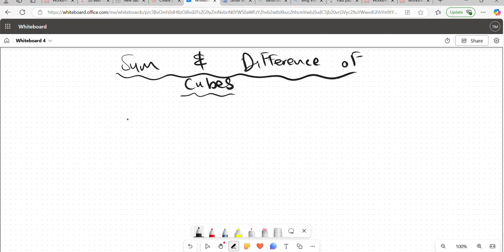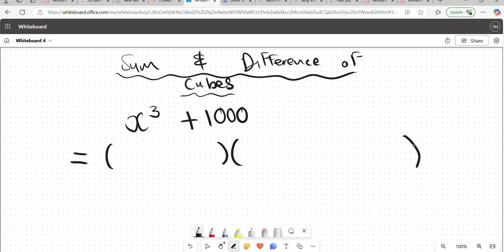And let me take an example. Let's take an x to the power 3 that is being added with 1,000. And again, you're asked to factorize this. For a sum of cubes, you open two brackets. One needs to be slightly bigger than the other. Excuse me. It needs to be slightly bigger than the other one.